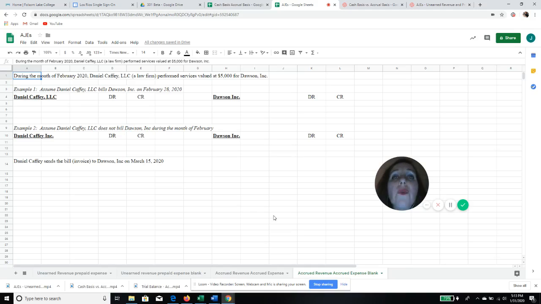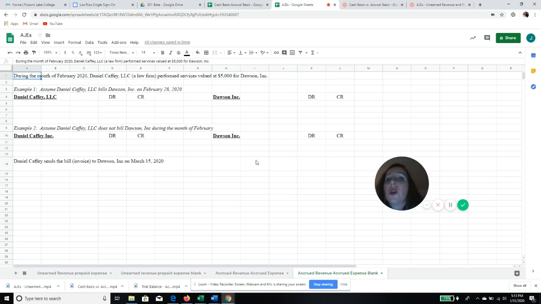Similarly, prepaid expenses is when we have paid for goods and services. In this case, it was services, but we haven't received them yet. Accrued expenses is going to be when we've received the services, but we haven't been billed for them yet.